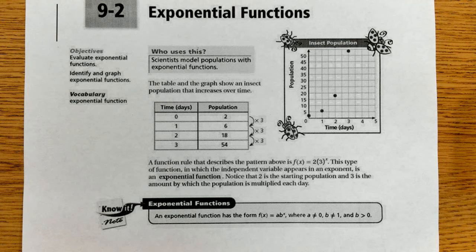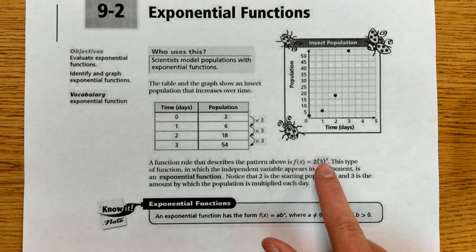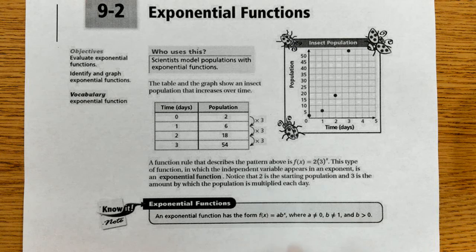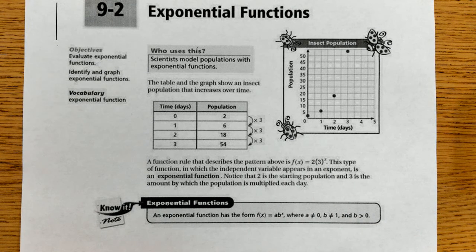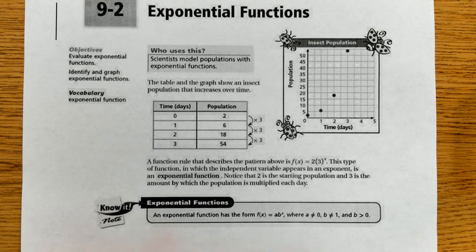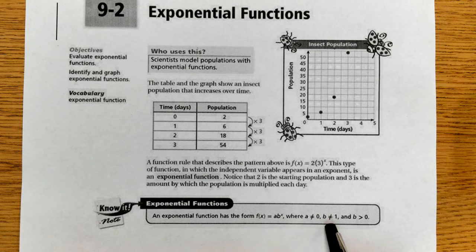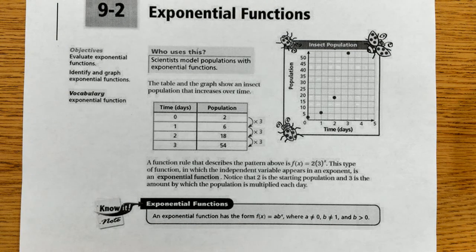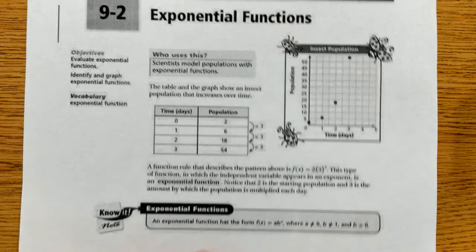Notice that 2 is the starting population and 3 is the amount by which the population is multiplied each day. So the 2 on the outside is what you're starting with. 3 is how it's increasing each time. Here, the exponential function rule has the form f of x equals a b to the x, where a does not equal 0 and b cannot equal 1, and b is greater than 0.